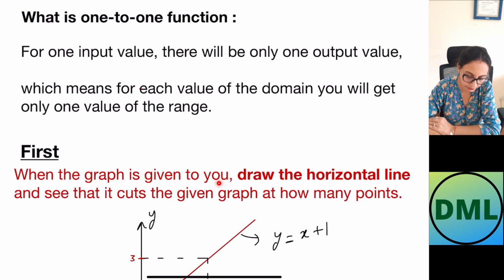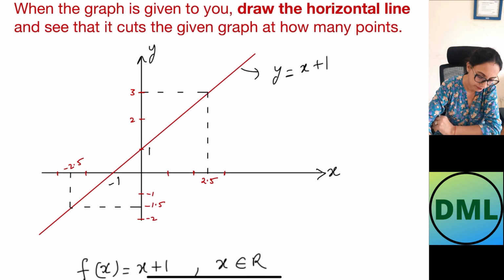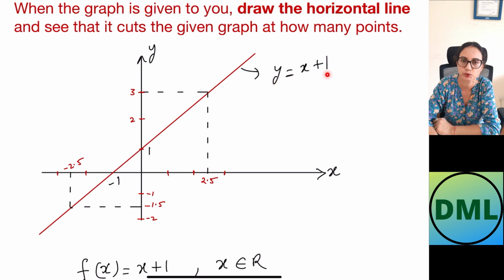When the graph is given to you, draw a horizontal line and see how many points it cuts the given graph at. Let's see one graph here. This is the graph of y equals x plus 1, which is a straight line. I have to draw a horizontal line and see how many points it cuts on the line. If I draw the line here, it touches the line here, and if I go down, I get the answer for my x value. If I draw another horizontal line here, it touches the graph here, and if I go down, I can find my value for x.